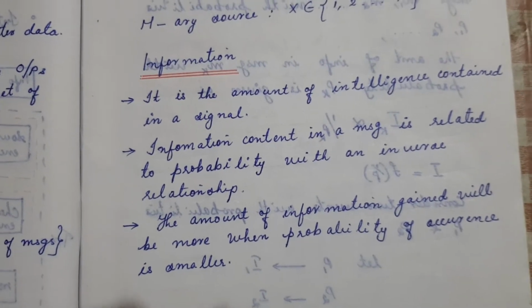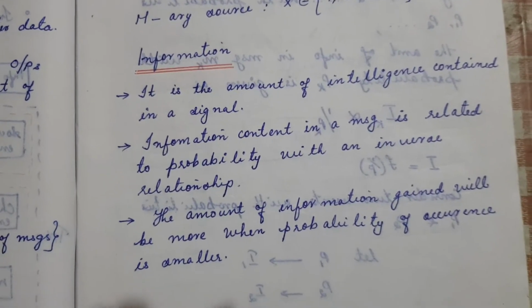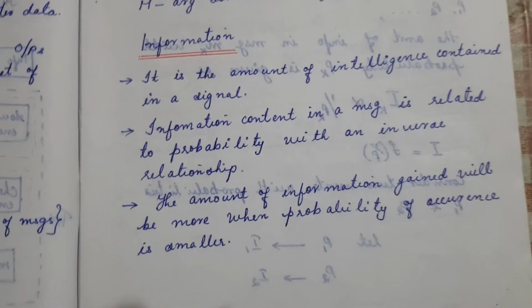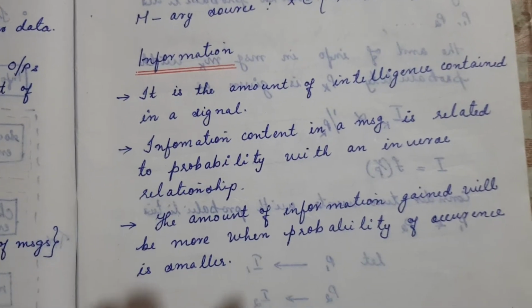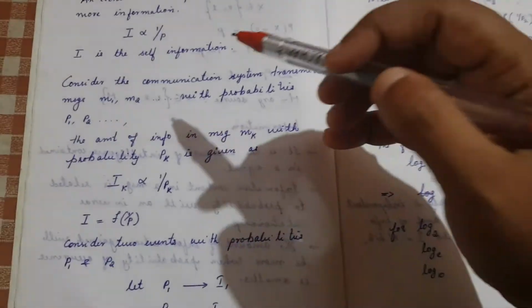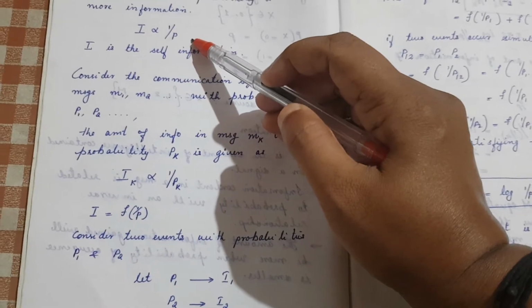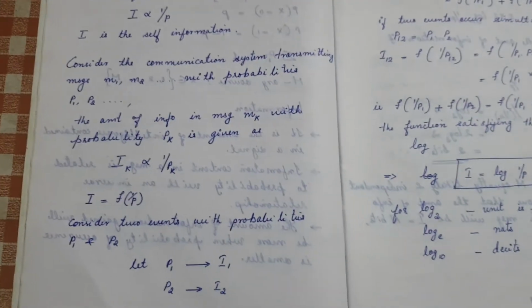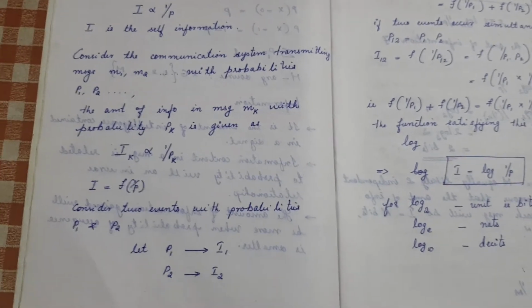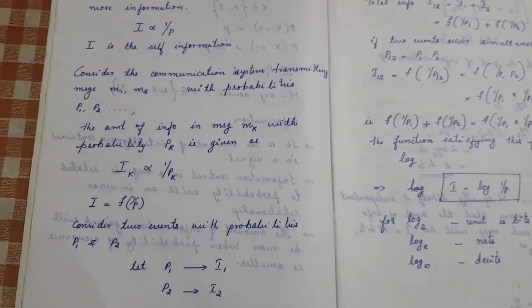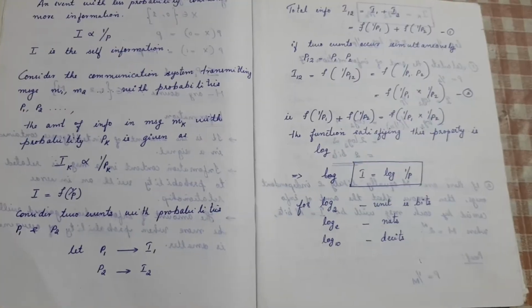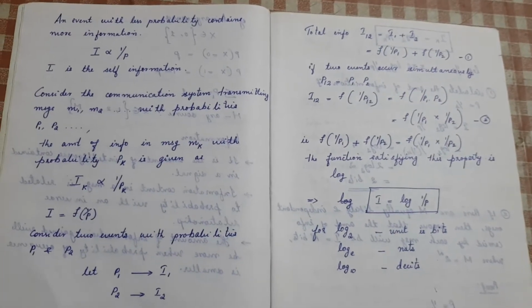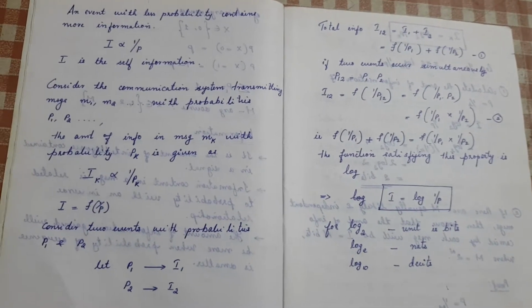And vice versa, if the probability of occurrence of an event is less, then when that event happens, you will get more information from the event. That's how you relate information and probability. That is, information is inversely related to probability. And your I here, that is the information you get when an event occurs or when a signal is conveyed, is what you call self-information.